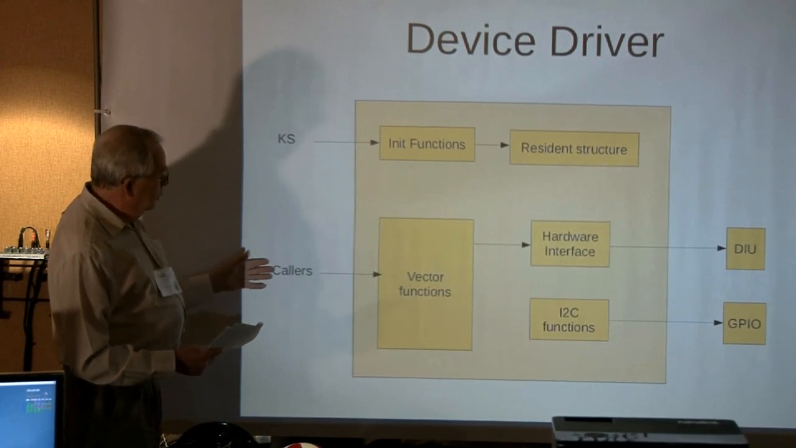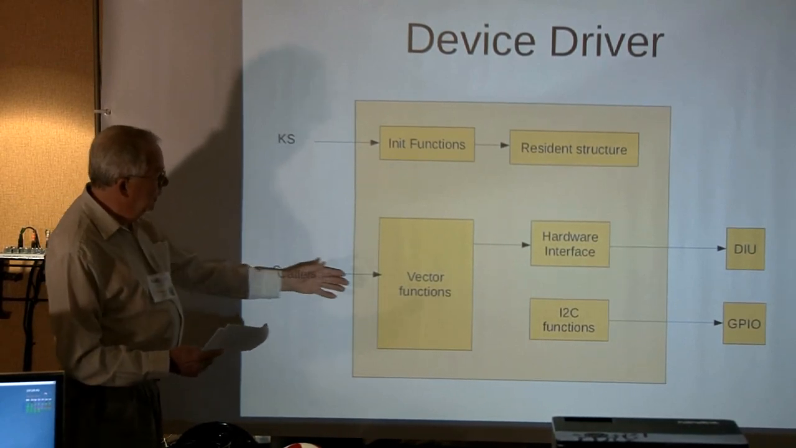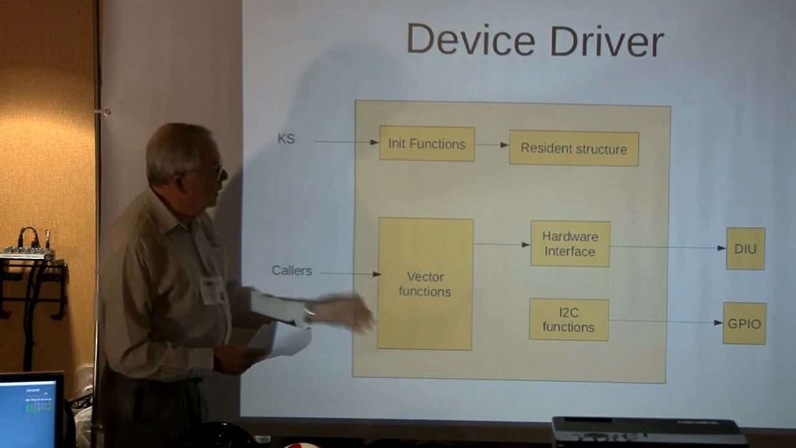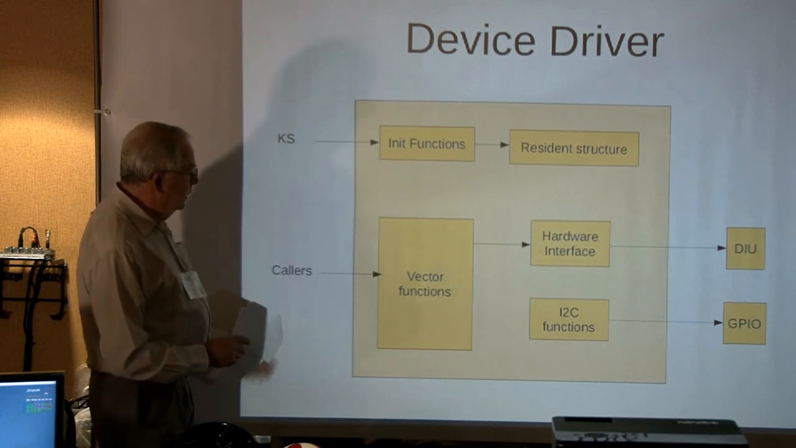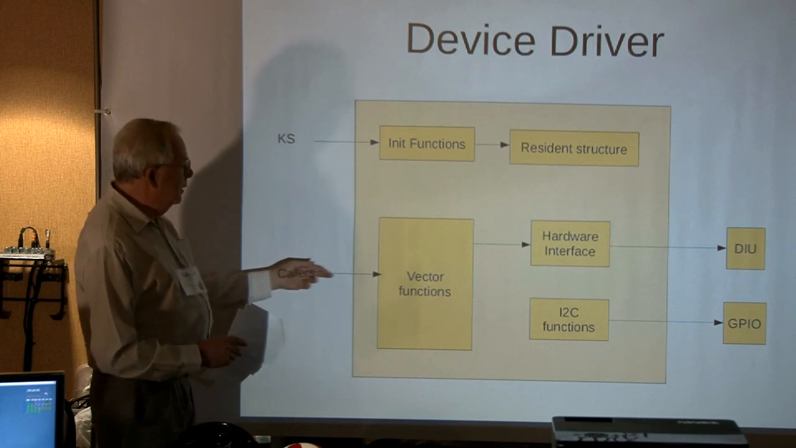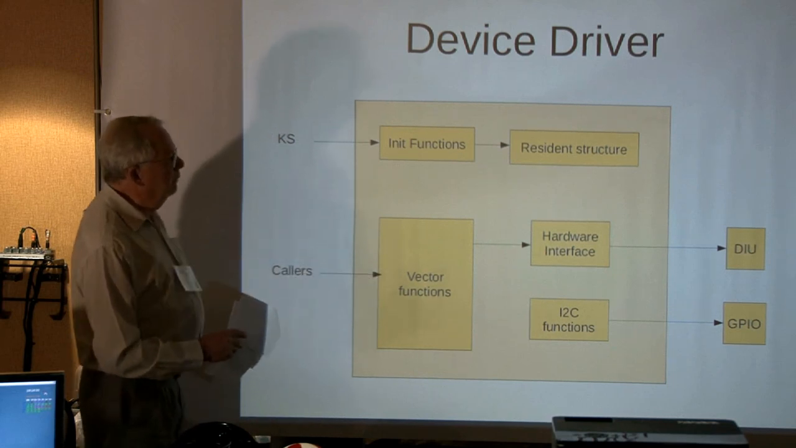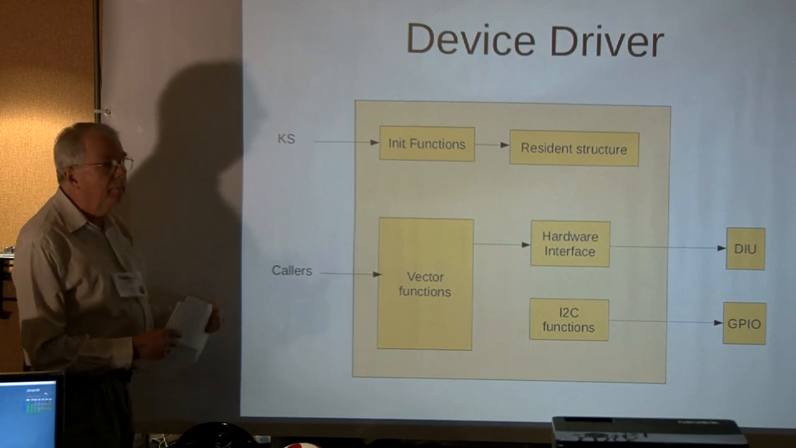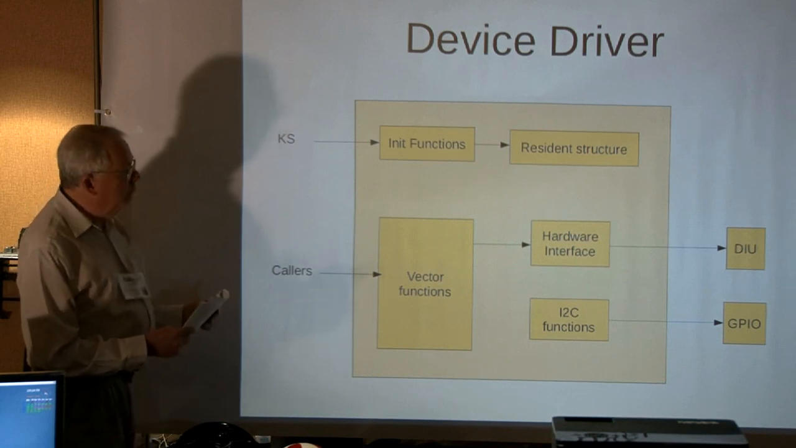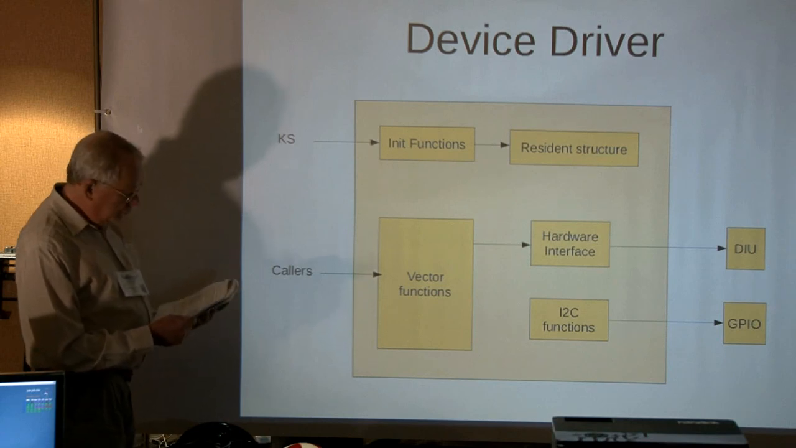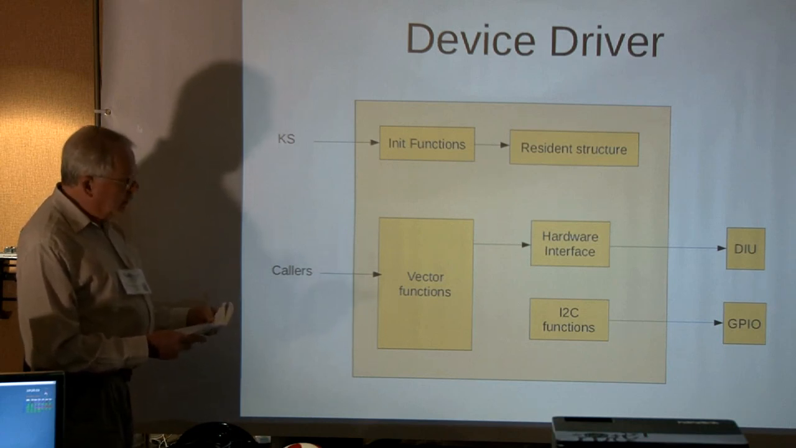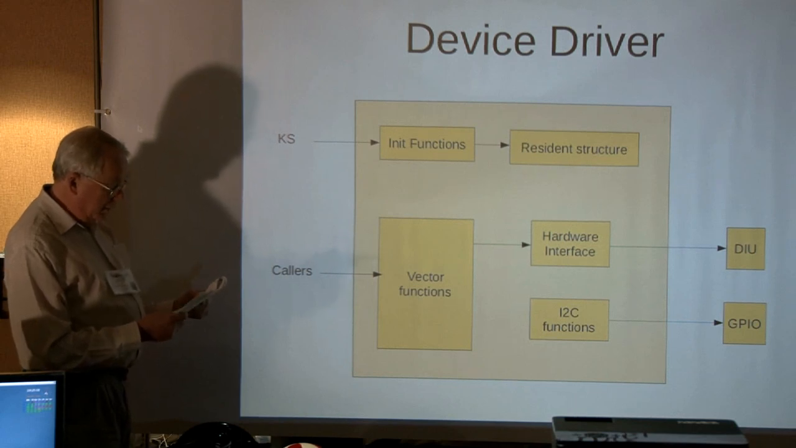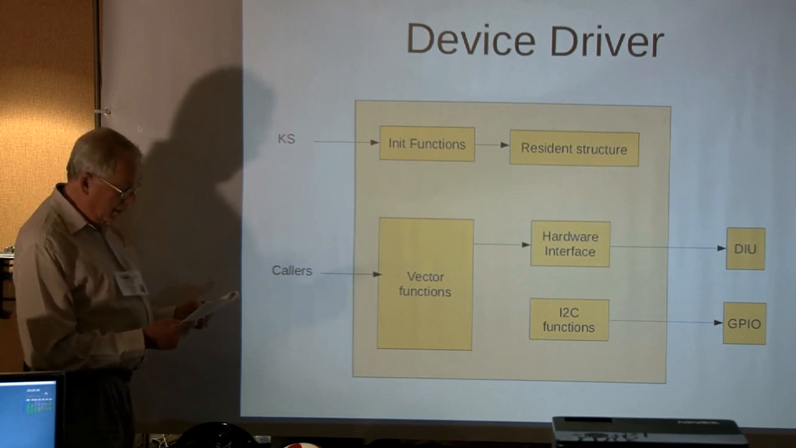Then you've got all your callers coming in, a function table for all your vectors. There are 69 different function vectors. You counted them all? I counted them. Okay. I'll show you where those are in a minute. That's 69 buttons. Yeah. You only use 10.